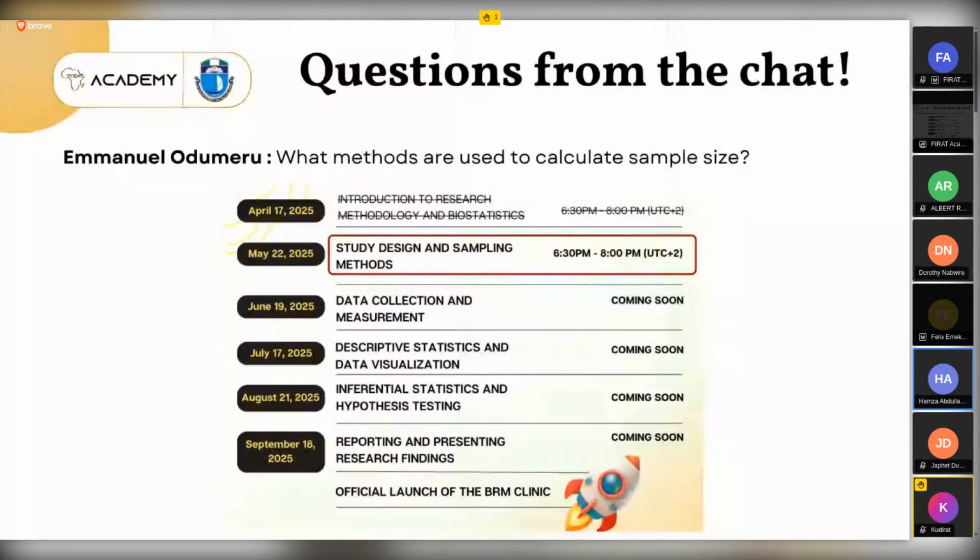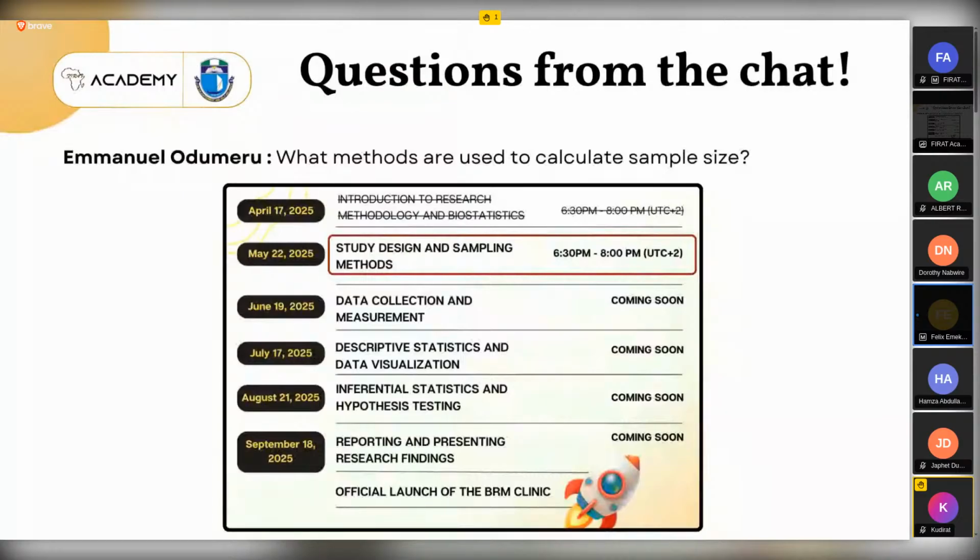Then secondly, sir, data collection and measurement. Did you see that? I've seen it. So part of the measurement would be sample size determination. So I will treat it if I am the one that would take that session. I'm not qualified yet.